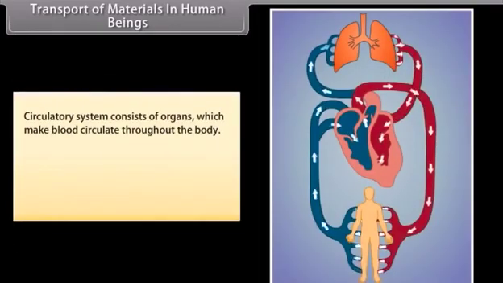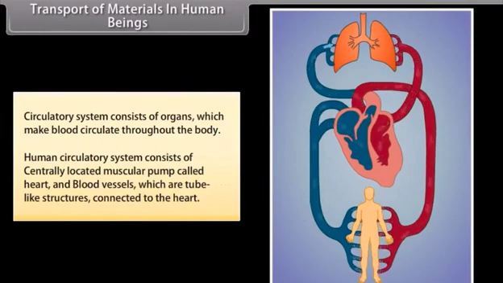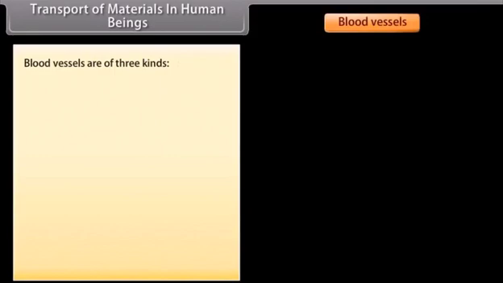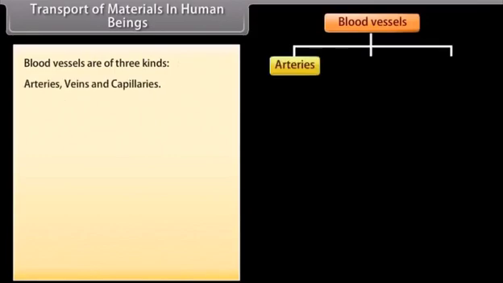Circulatory system consists of organs which make blood circulate throughout the body. Human circulatory system consists of a centrally located muscular pump called heart and blood vessels which are tube-like structures connected to the heart. Blood vessels are of three kinds: arteries, veins and capillaries.